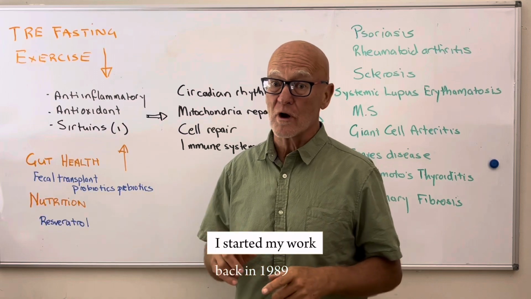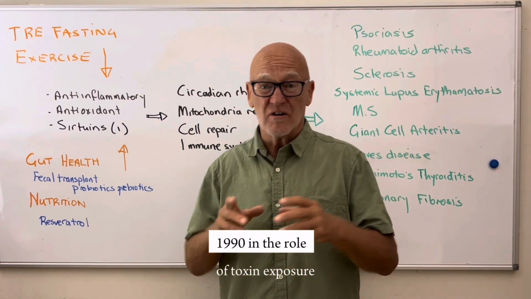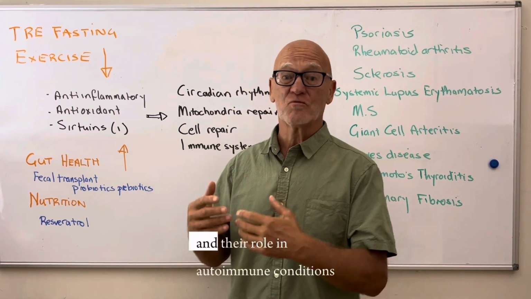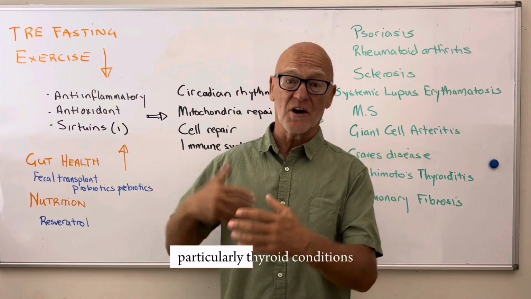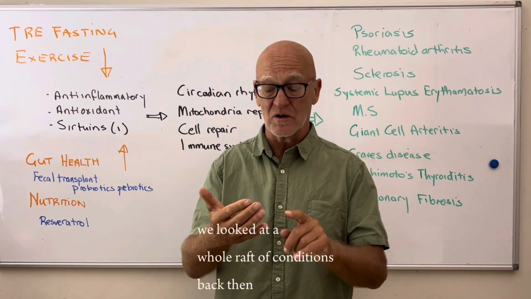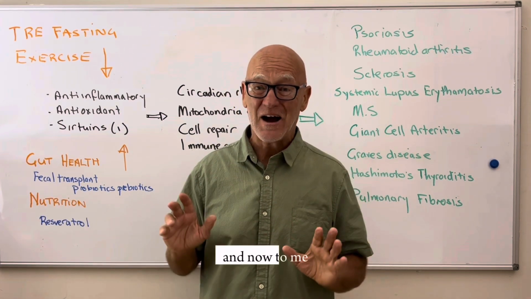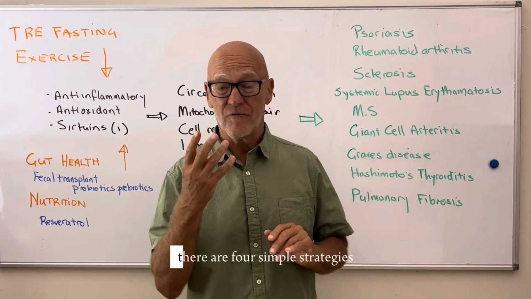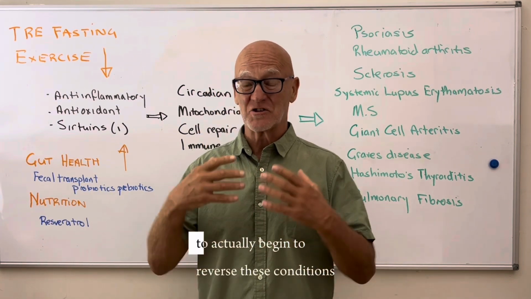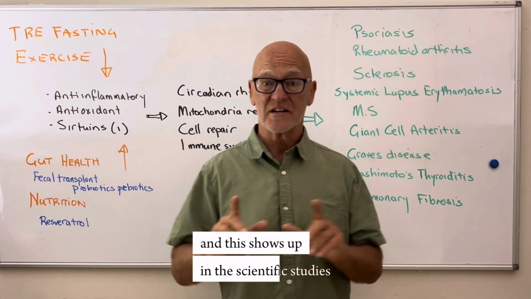Now, I started my work back in 1989, 1990, on the role of toxin exposure, things like lead and pesticides, and their role in autoimmune conditions, particularly thyroid conditions, where we looked at allergies and asthma, we looked at MS, we looked at a whole raft of conditions back then. And now, to me, it's very, very clear there are 4 simple strategies that we can all put in place to actually begin to reverse these conditions. And this shows up in the scientific studies.